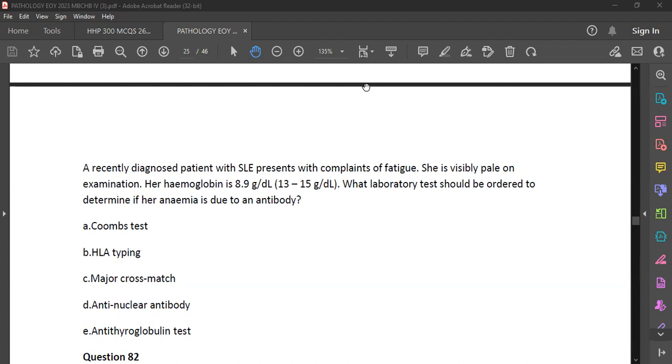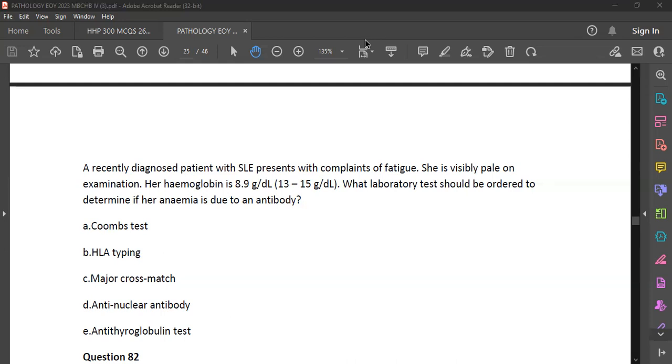Okay. A recently diagnosed patient with SLE complains of fatigue. She's visibly pale on examination. Hemoglobin is going to be 8.9. So what laboratory test should be ordered to determine if anemia is due to an antibody?